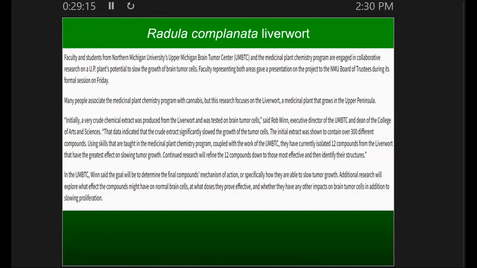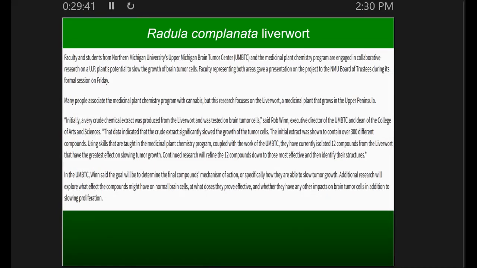And so this is a blurb from the news write-up on the Board of Trustees meeting. They were looking at this one for brain tumor impact. Okay, so not a cannabinoid, it's a brain tumor idea, that their extracts from liverwort are actually inhibiting brain tumor cells. And so, of course, that's a pretty big deal.